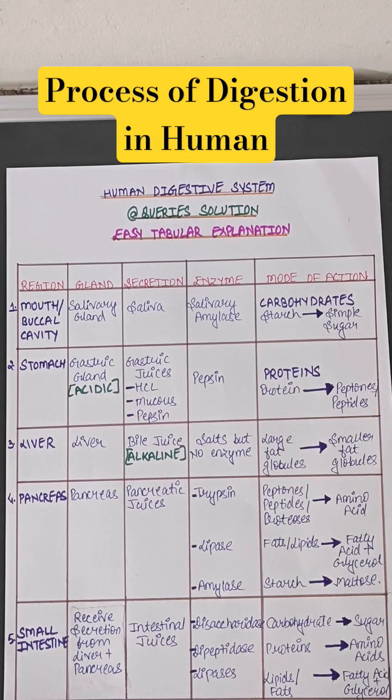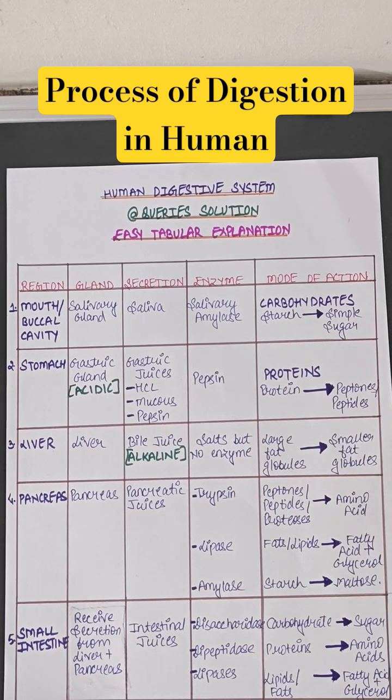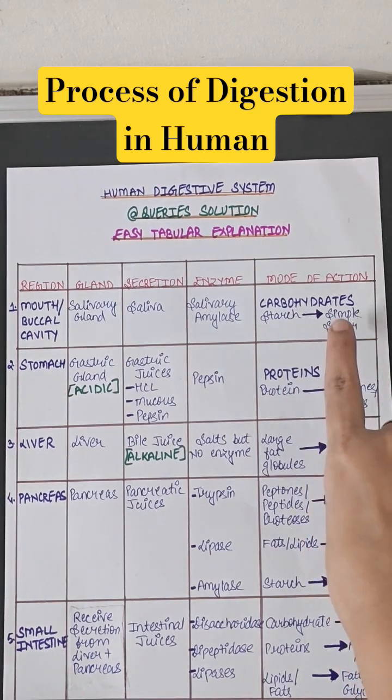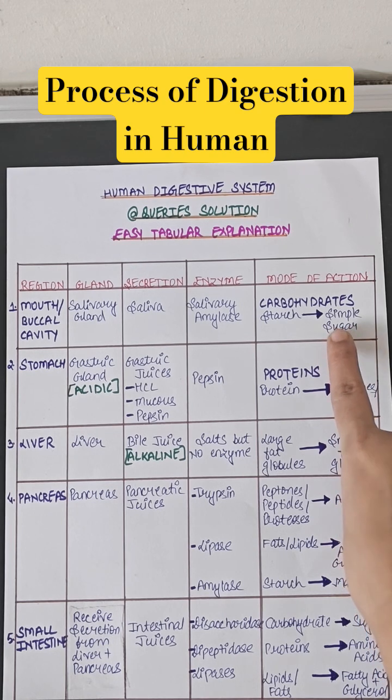So in the case of mouth, as we can see, we do know that we have got three pairs of salivary glands which are responsible for secreting saliva. And in saliva, the major enzyme present is salivary amylase, which acts on the starch which is present in the food and converts it into simple sugar.